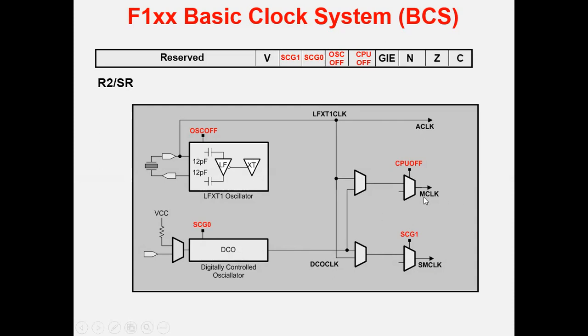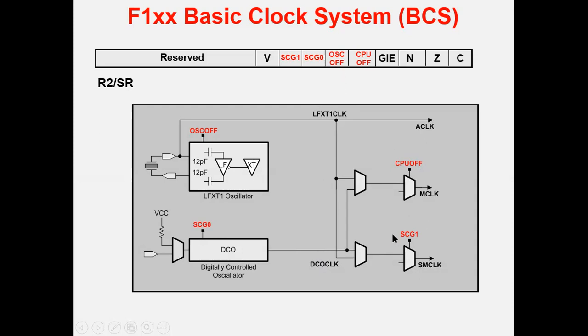Generally, the M clock will be either from the DCO. In other cases, it can also use the LFXT1 clock whenever it provides the high frequency. Similarly, the SM clock generally will be from the DCO. In other cases, you can also take it from the low frequency oscillator clock. And other than that, M clock is going to be controlled by the signal called CPU off, which is one of the flags in the SR register.